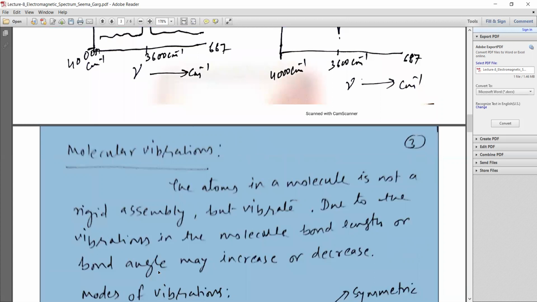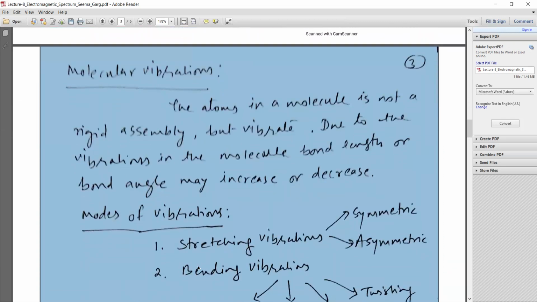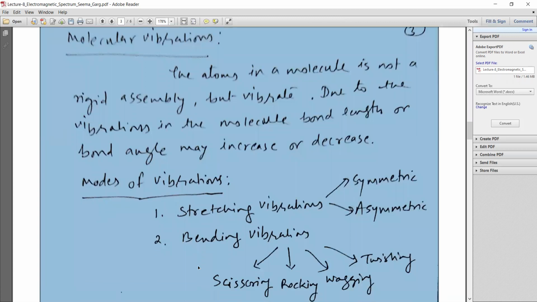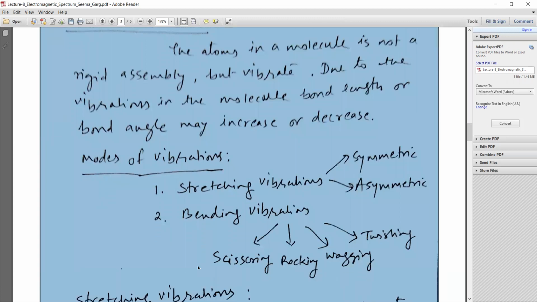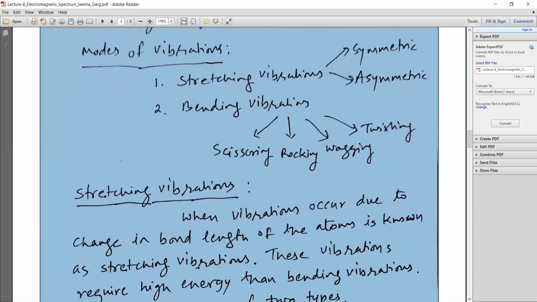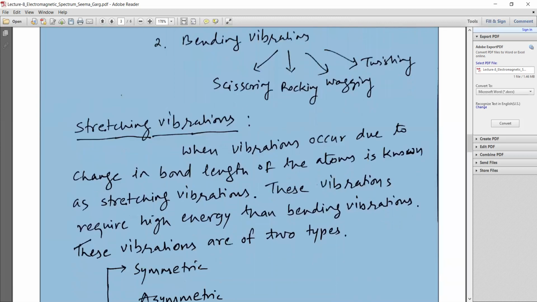Molecular vibration. The atoms in a molecule are not a rigid assembly, but vibrate. Due to the vibrations in the molecule, bond length or bond angle may increase or decrease. Modes of vibration: stretching vibrations, which may be symmetric or asymmetric, and bending vibrations: scissoring, rocking, wagging, twisting.